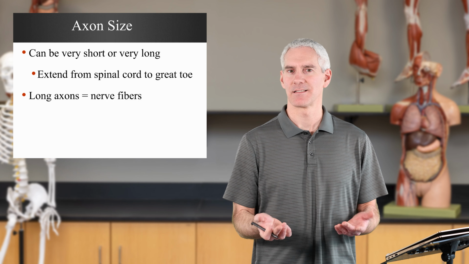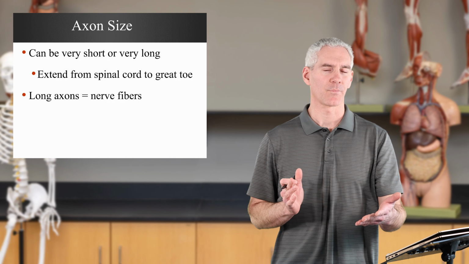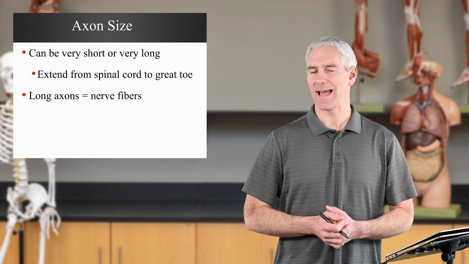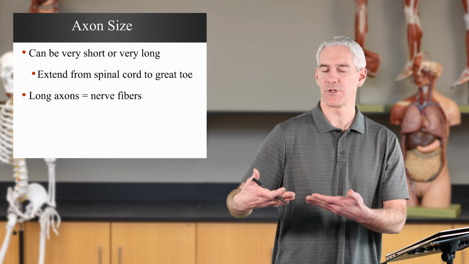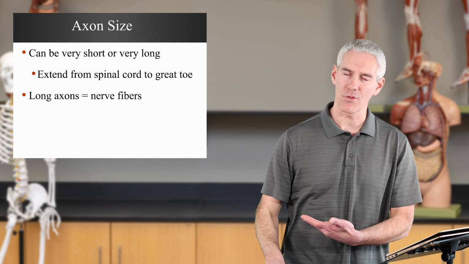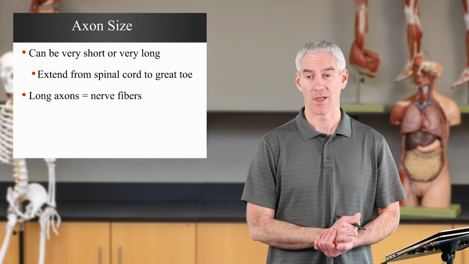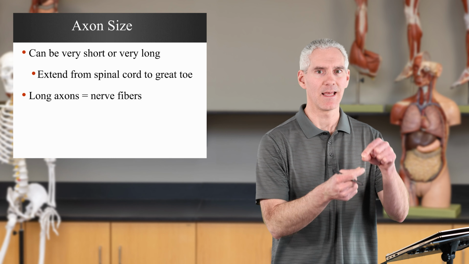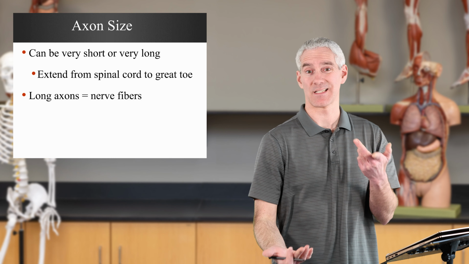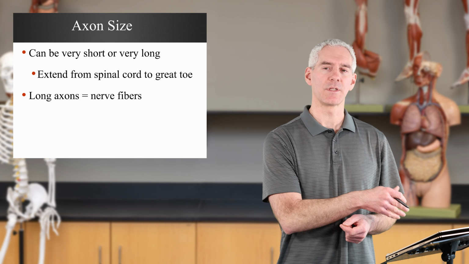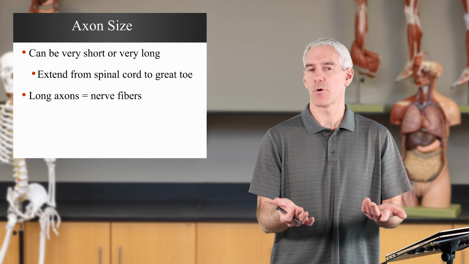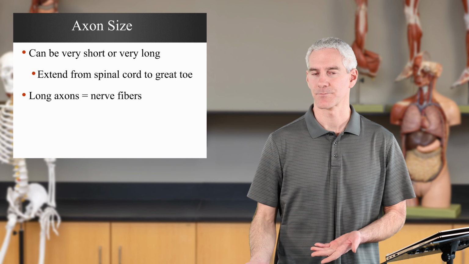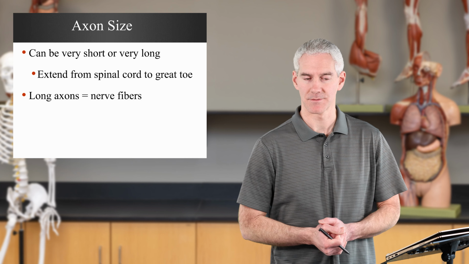Now I've mentioned axons can be very short or very long. When we're talking about a cell, what is long? You can have some axons running actually all the way from your pelvis region all the way down to your foot. So for one single cell, we're talking microscopic, having that long axon, it's kind of impressive. So these long axons, these are what make up your nerve fibers. So if we're in the peripheral nervous system, that's what makes up your nerves.